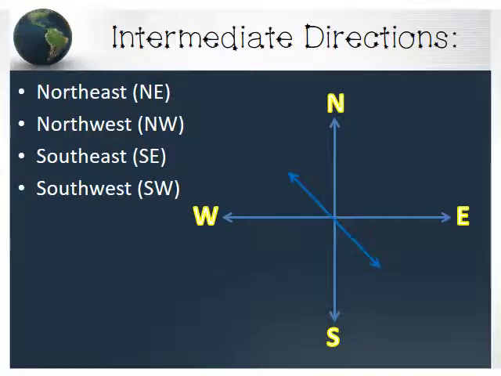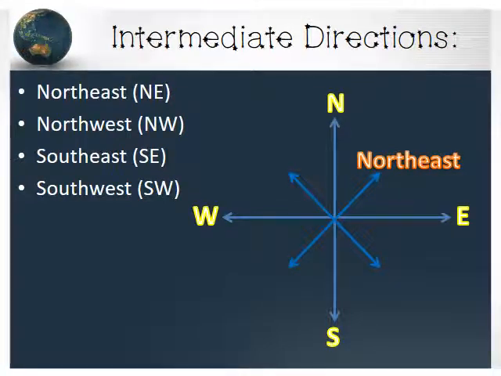So let's draw our lines that go in between or in the middle of our other two lines. So in between north and east, what do you think goes there? That's right, northeast. So go ahead and write northeast. Notice you have the N and the E. You put them together and let them meet in the middle, and you got northeast.